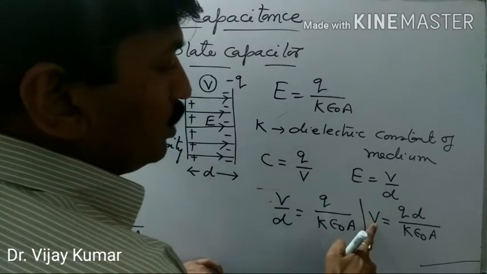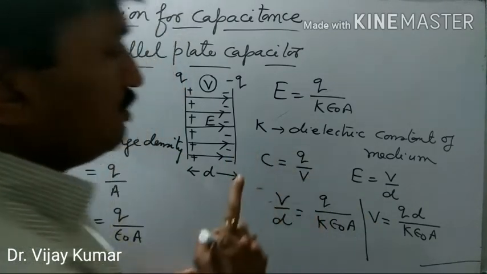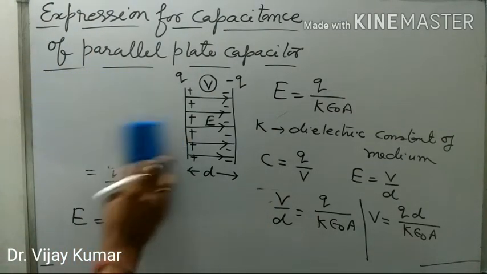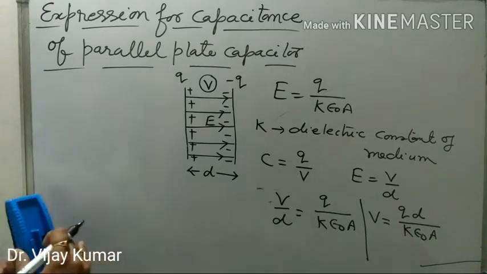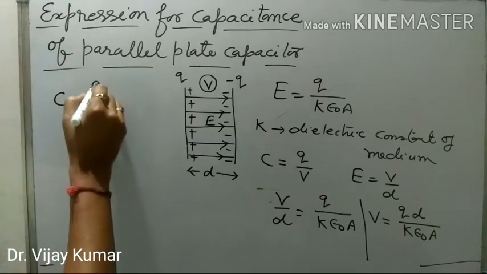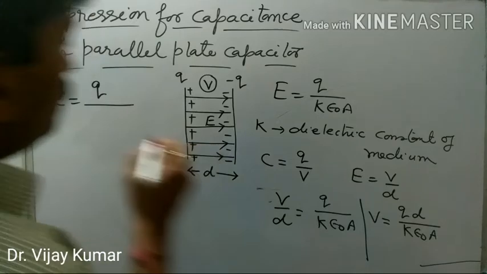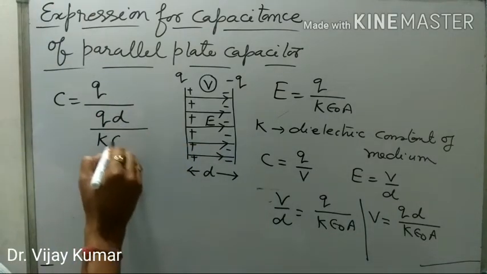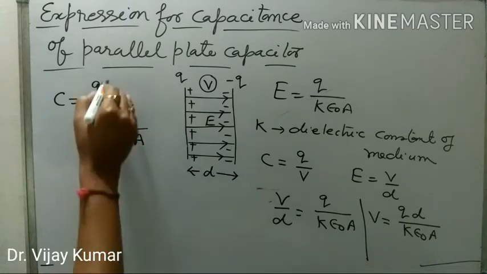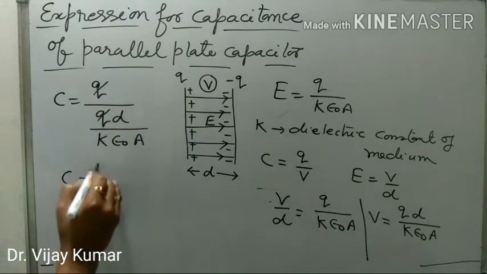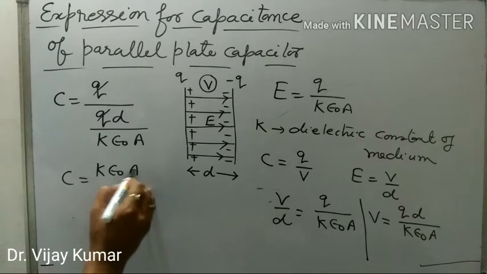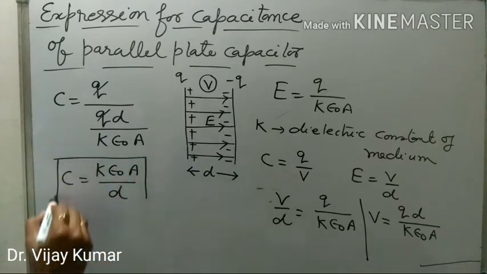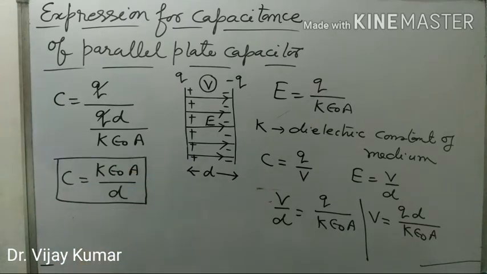Now we can put the value of this potential difference in C, and it becomes C equal to Q upon V, meaning Q d upon K epsilon naught A. Q cancels out, and C is K epsilon naught A upon d. This is the capacity of this parallel plate capacitor.